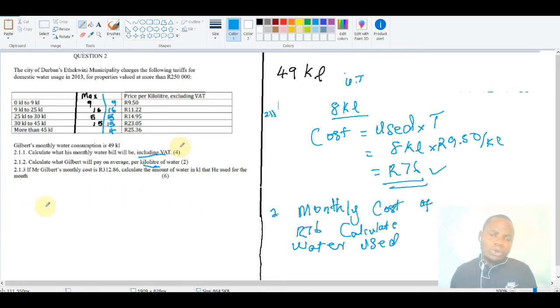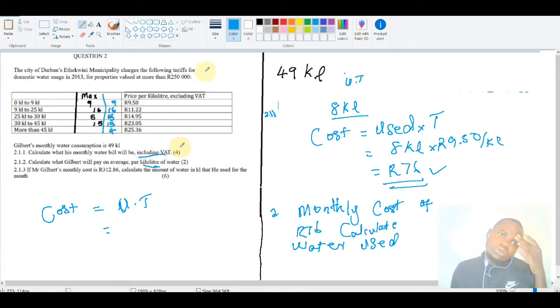What do you do? You know the cost is equal to used times tariff. Used is the amount of water that he used times the tariff of that. Okay. So now they have given you 76 rand. They want you to calculate and work backwards to find how much water is used here if the monthly cost is 76 rand.